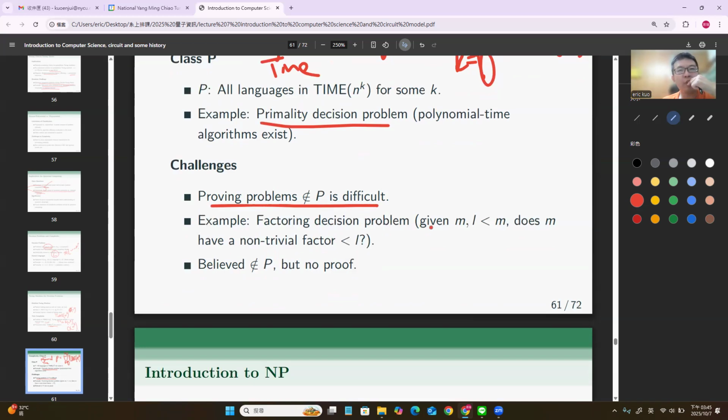For example, factoring: let's say you give M and L less than M, and does M have a non-trivial factor less than L? This is somehow the same as the factoring problem. And for this decision version, we don't know. Okay? We believe it's not in P, but we don't have the proof.